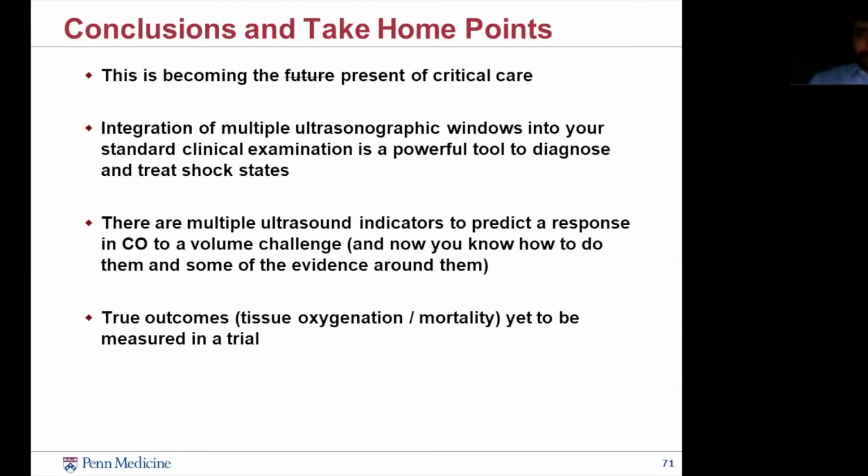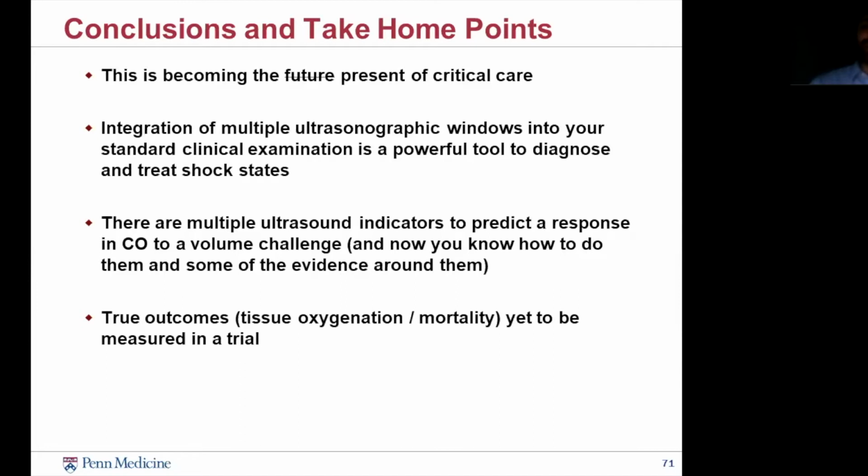So just to conclude, this is becoming the present of critical care in many parts of the world. Integration of different windows into your standard clinical examination really augments your ability to diagnose and to treat shock states. There are many ultrasound indicators that allow you to predict a volume response, and now you know how to do some of them and some of the evidence around them.